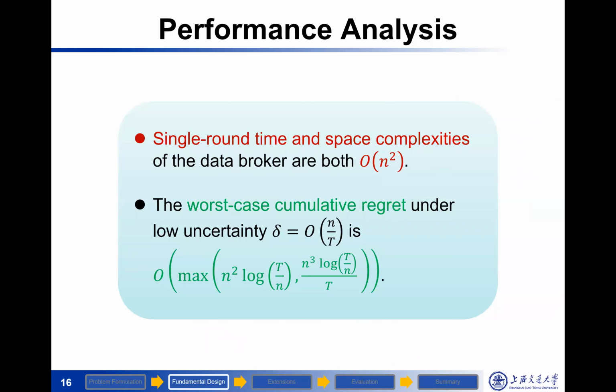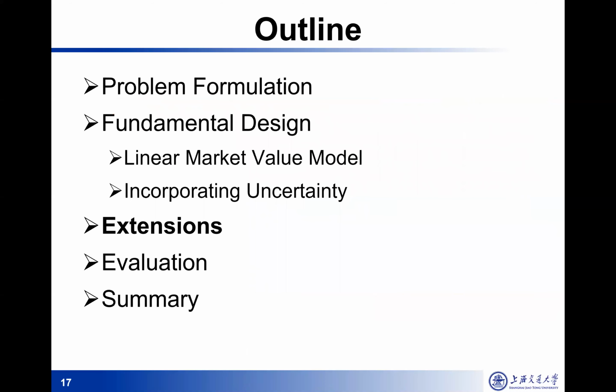We show the performance of our proposed pricing mechanism. The single round time and space complexities of the data broker are both quadratic in the dimension of the feature vector n. The worst-case cumulative regret, under low uncertainty, is quadratic in n, and logarithmic in the total number of rounds T. Let's look at some extensions.